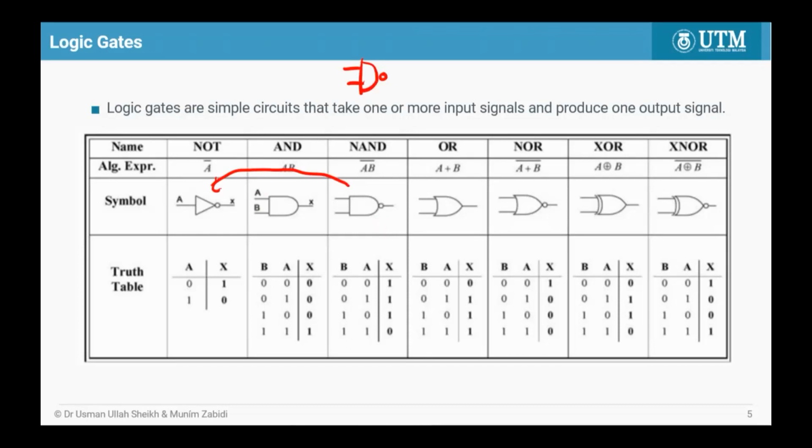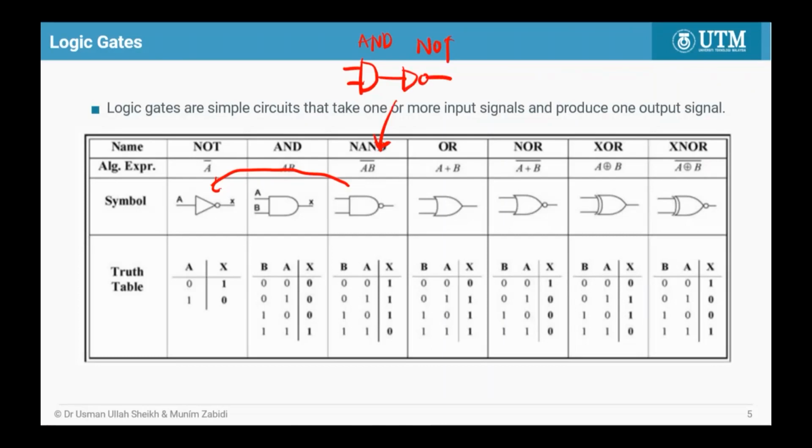You can see, all right. Actually, it's something like this. You have an AND gate, and then it is connected to a NOT gate, and it becomes a NAND gate.